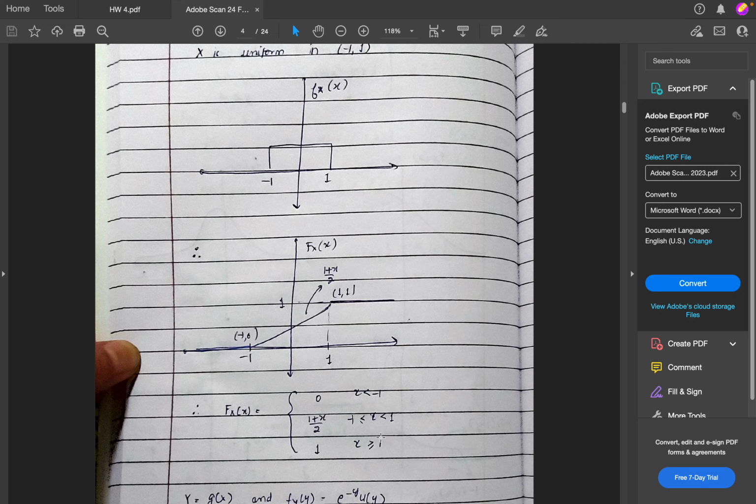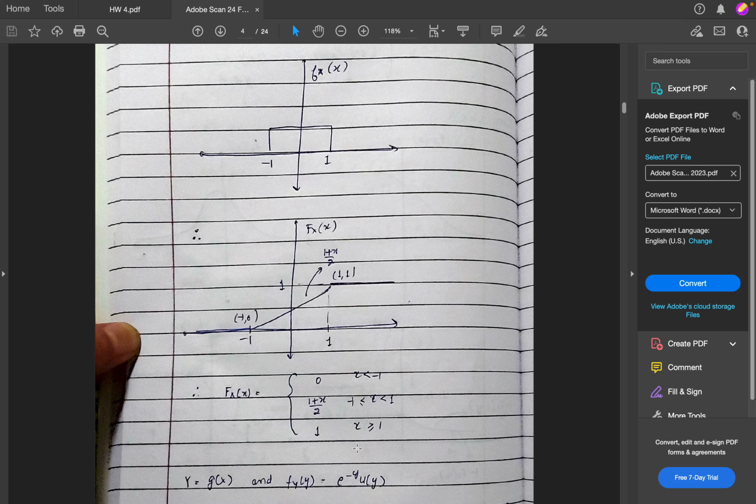So this can be written as follows. F of x is equal to 0 for x less than minus 1, 1 plus x by 2 for x between minus 1 and 1, and 1 for x greater than or equal to 1.